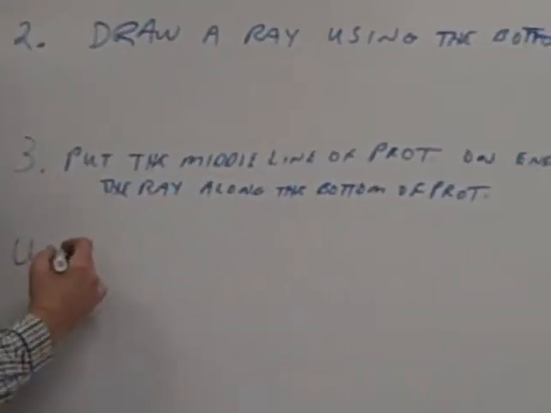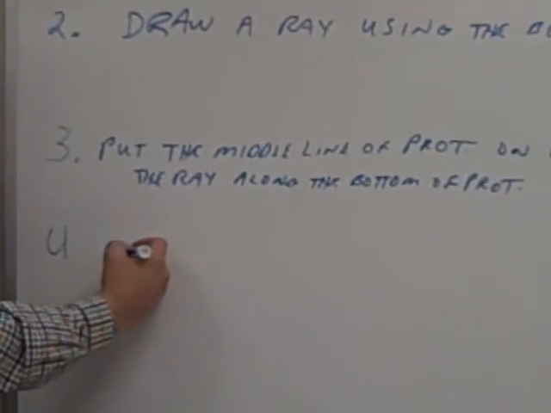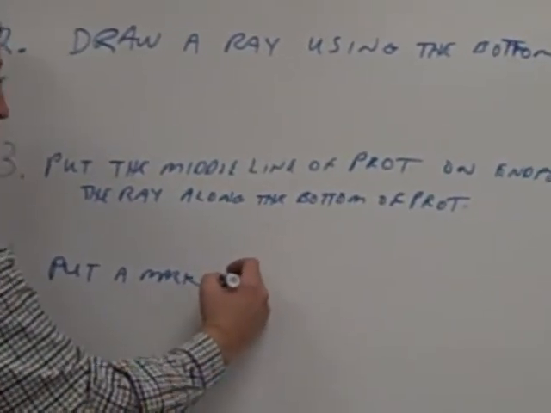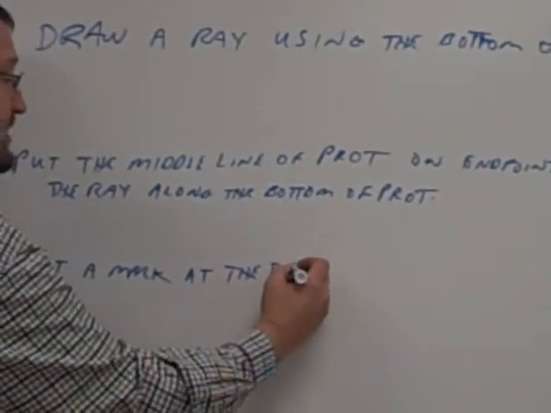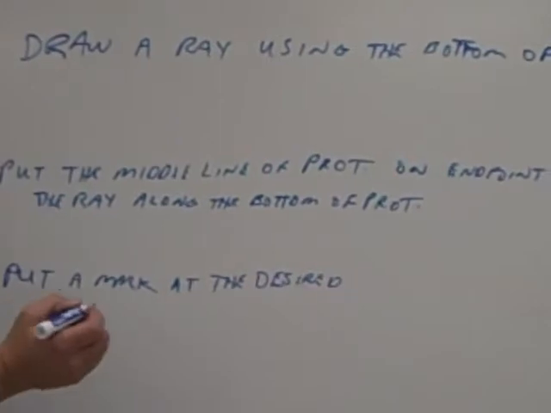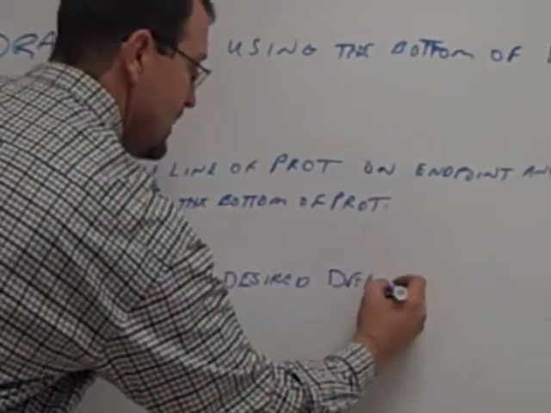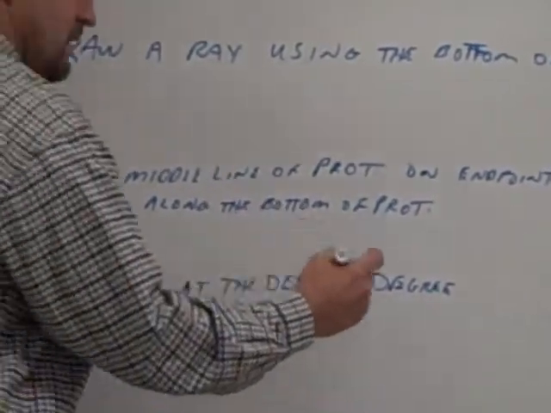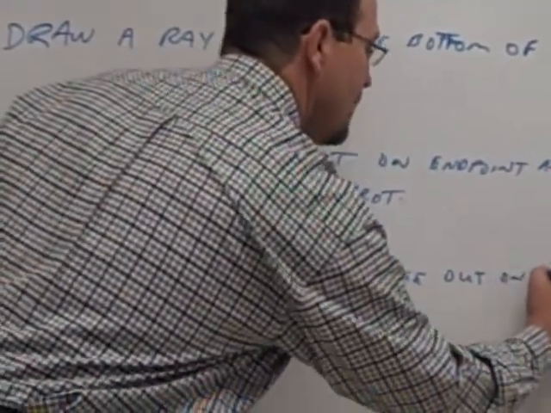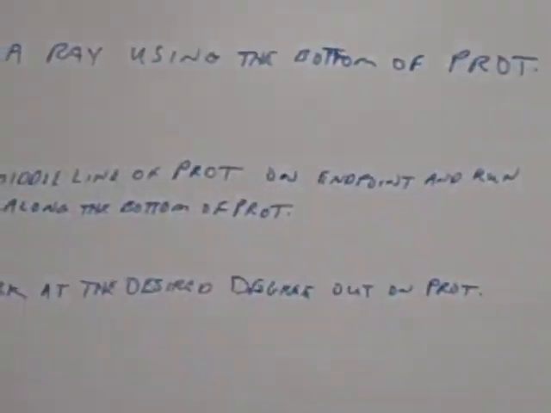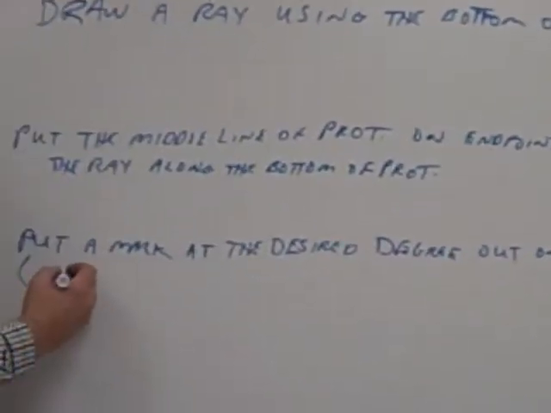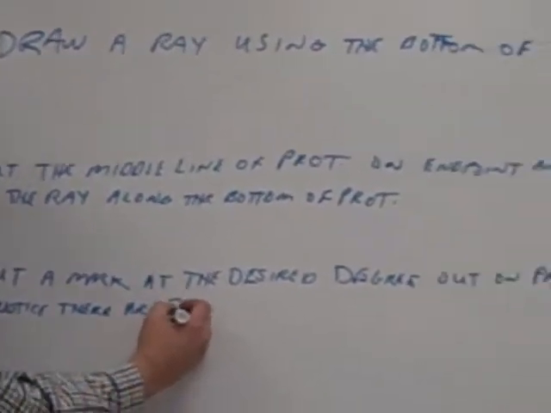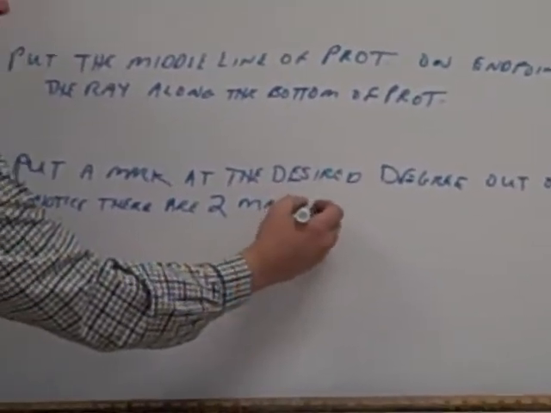Step 4. Put a mark at the desired degree out on the protractor. Parentheses. Notice there are two marks.